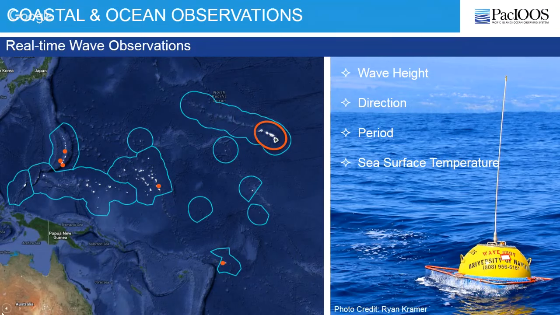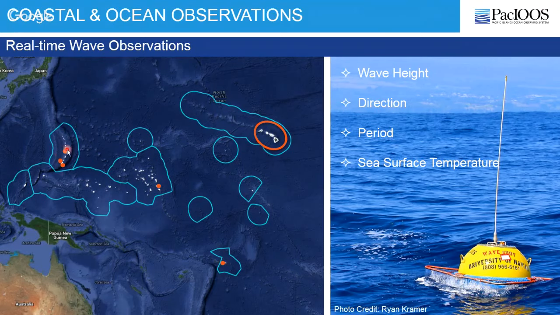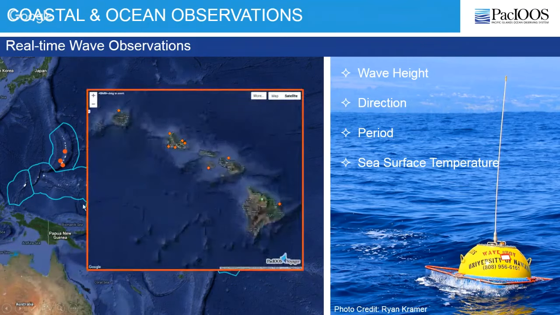Hang on, actually, I think I can make this a laser pointer, so let's do this. Okay, so we have 3 in Guam and Saipan. We have 1 in the Marshall Islands, and we have 1 in American Samoa. And then if we click one further, you can also see that we have 10 more in Hawaii. So we have pretty good coverage here.